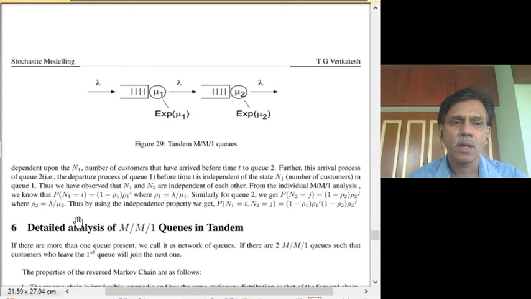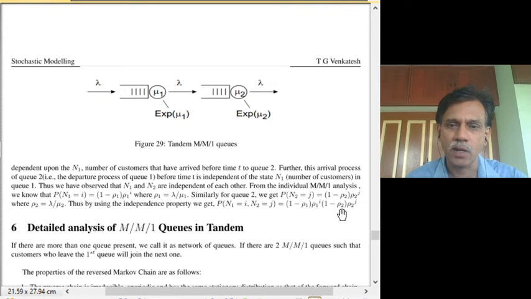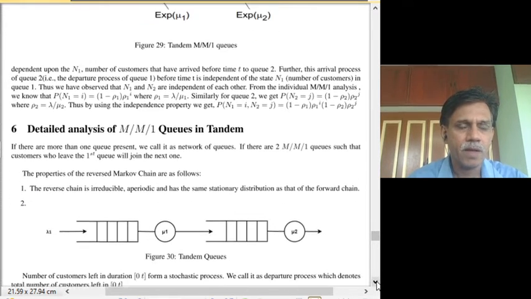Therefore, because these two are independent queues, we can even write the probability that N1 is equal to I and N2 is equal to J as the product of the probability that N1 is equal to I into the probability that N2 is equal to J, which again boils down to (1 minus rho1) into rho1 power I into (1 minus rho2) into rho2 power J. We can also see this by doing a detailed analysis, which we will do now.